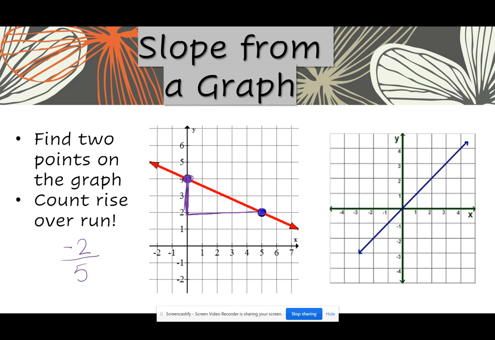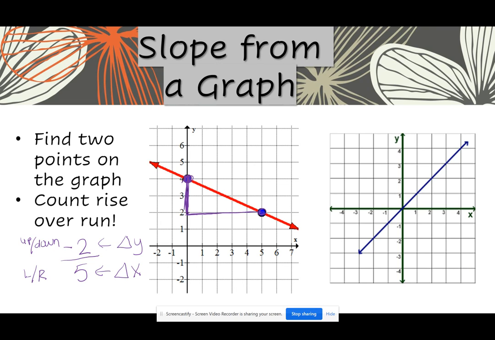So we write positive 5. On the top is your change in y, and on the bottom is your change in x. So you're counting how far you have to go up or down first, and that goes up top. And then you're counting how far you have to go left or right second, and that goes on the bottom.